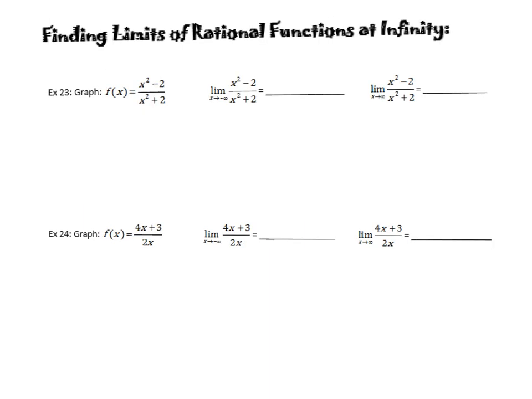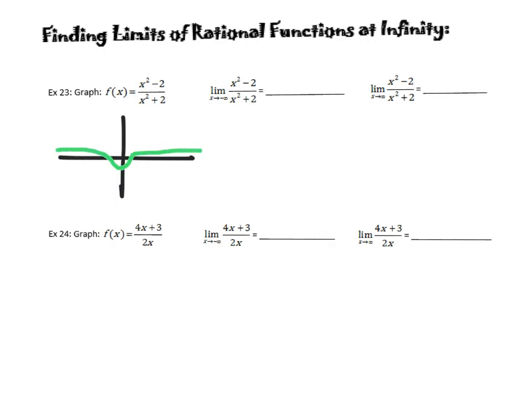Okay, so if we look at limits of rational functions, a rational function is just one that is a fraction. Right now I'm just showing you these, but you can certainly look in your calculator and see what it looks like. If I type in x squared minus 2 over x squared plus 2, you're going to get a graph that looks something like this.